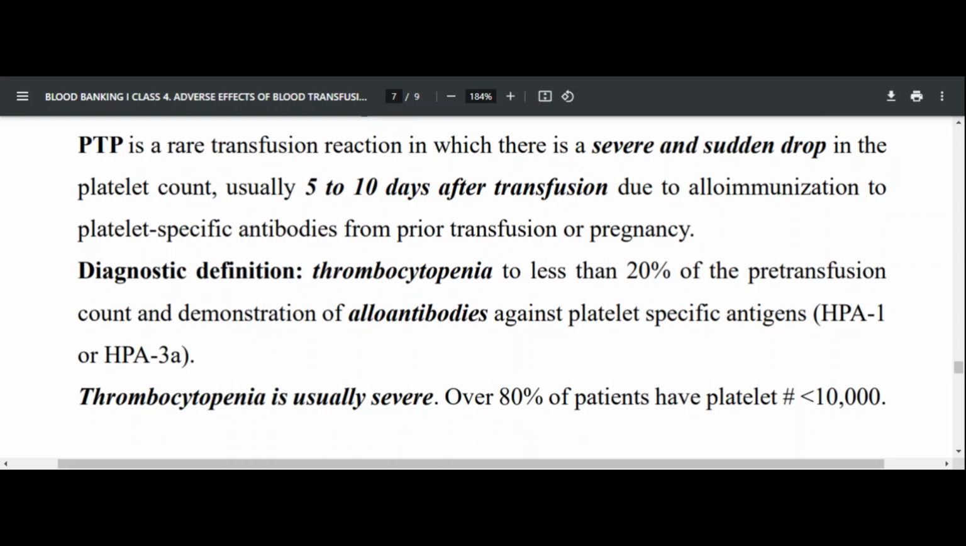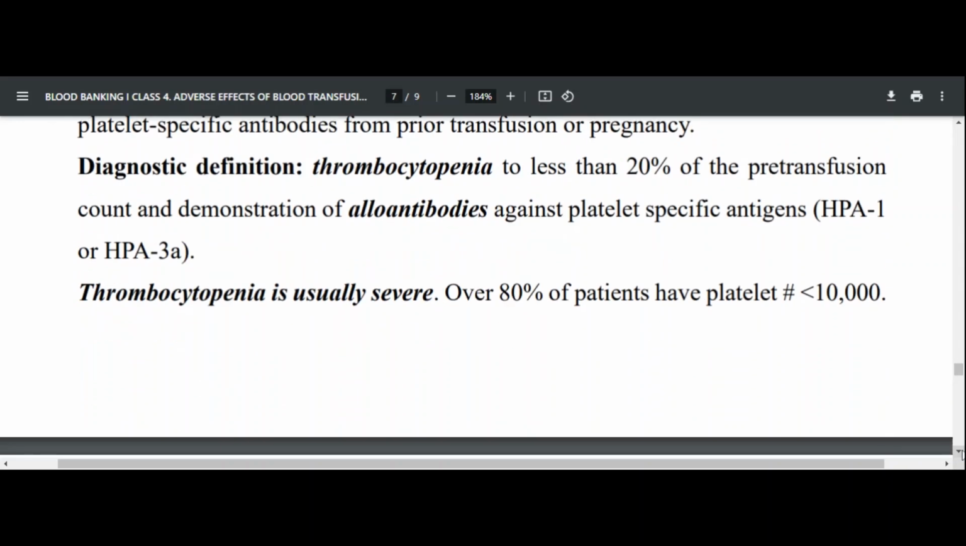So thrombocytopenia is very severe, and over 80% of patients will experience less than 10,000 platelets per microliter of blood. So that is the thrombocytopenia.